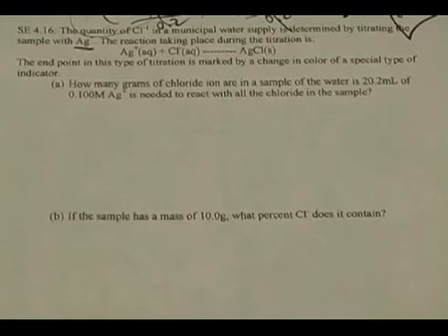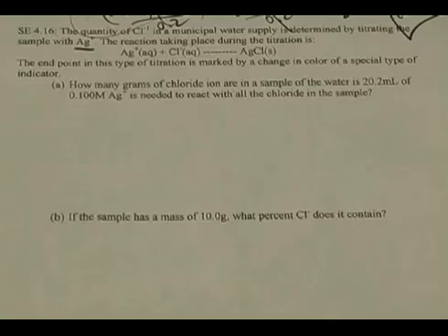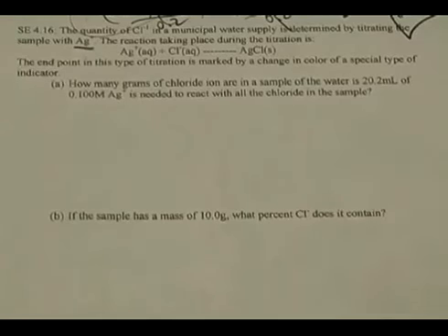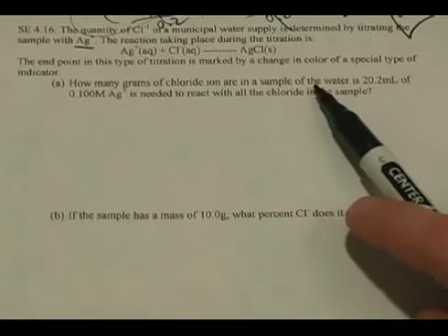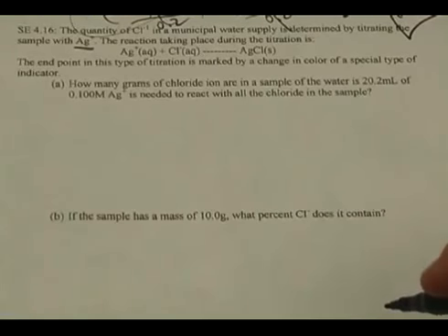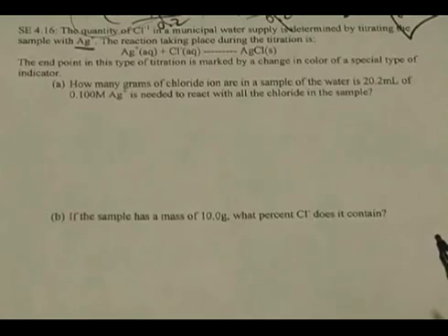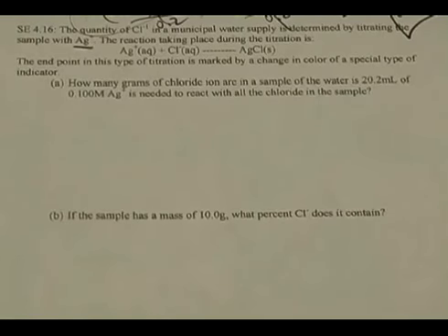In acid-base reactions, you can see on page 153, they use an indicator called phenolphthalein, and we'll actually use some in class when we do a titration as well. How many grams of chloride ion are in the sample if 20.2 milliliters of 0.1 molar silver ion is needed to react with all of the chloride in the sample, I'm sorry.